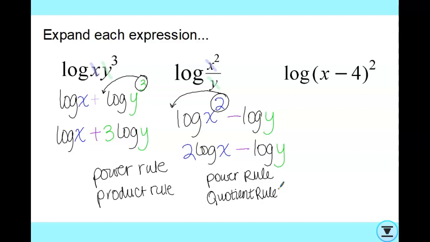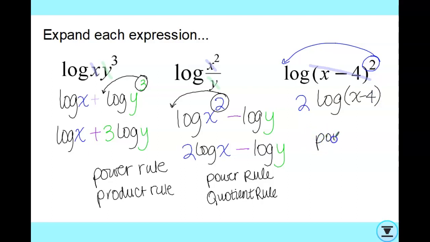All right, the last one, we have log of (x minus 4) squared. We only have one base in this one, the base that we have right here. So the only thing that we're really going to do with this one is take this exponent and move it out to the front. So this becomes 2 times log of (x minus 4). And the only rule that we used on this one is the power rule.